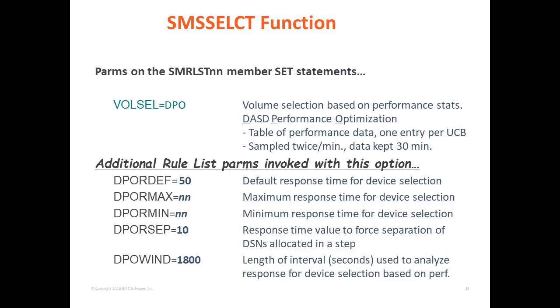DPO stands for DASD Performance Optimization. When used with volcel, you can allocate datasets based on volume performance. DPO is based on real-time performance statistics. If DPO is selected, and it works with the CritList, SRM allocation looks at the other DPO params to determine placement of the datasets based on DASD response times.